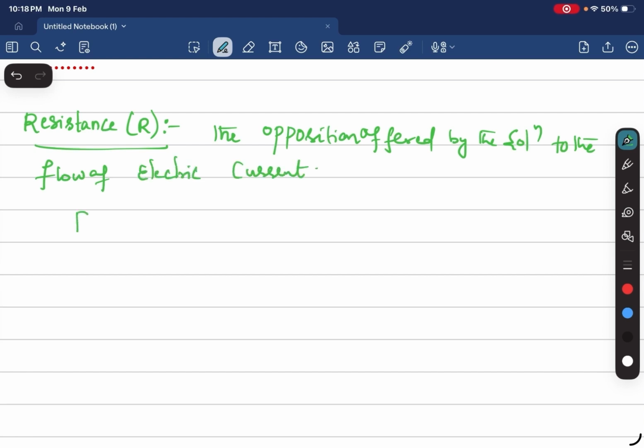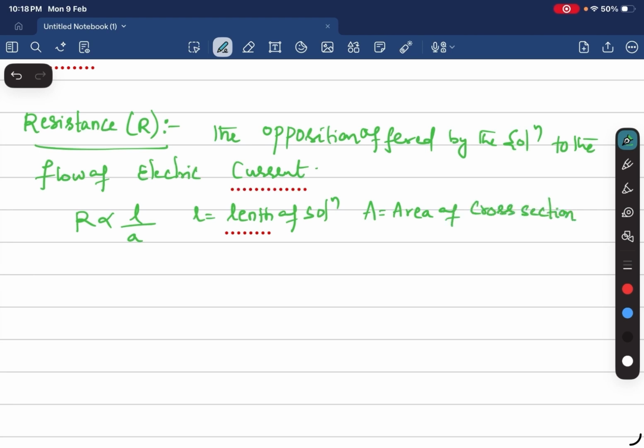So this R is directly proportional to L by A. Here L is nothing but the length of the solution or conductor in the normal case. A is the area of cross section. This you already studied in physics, so this is easy. And it also depends on the nature of the electrolyte.